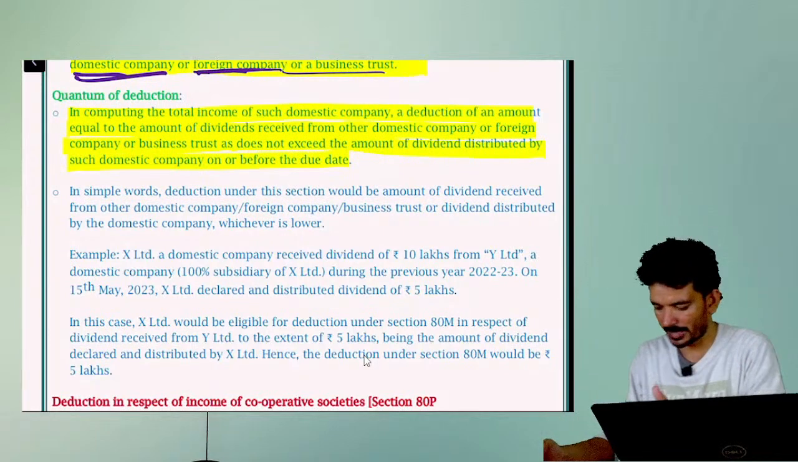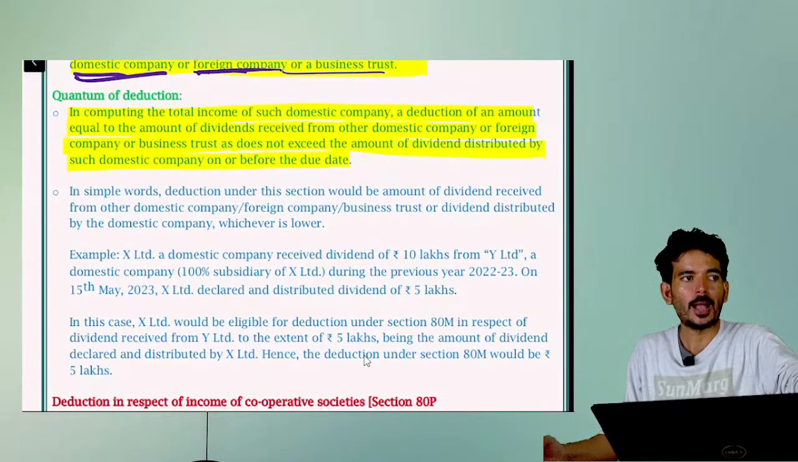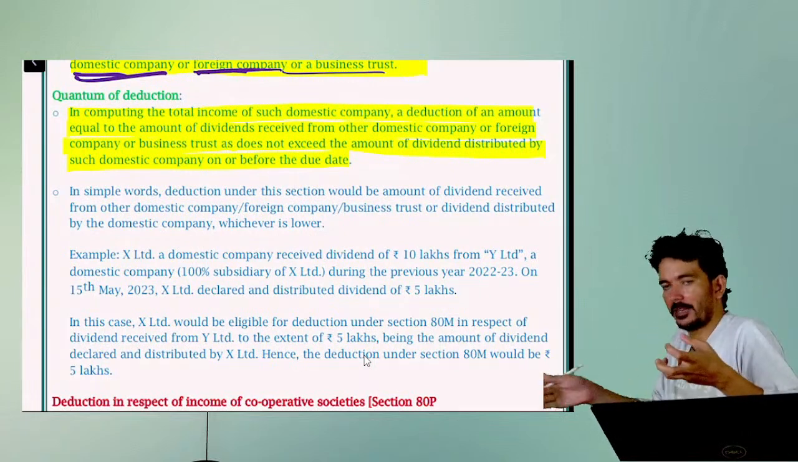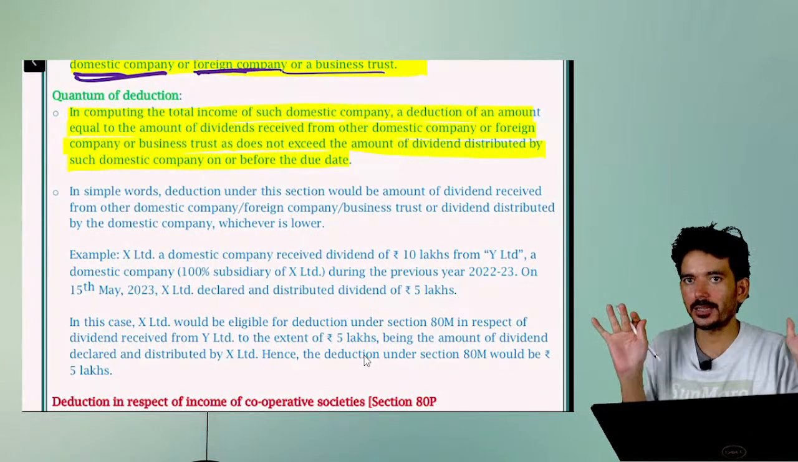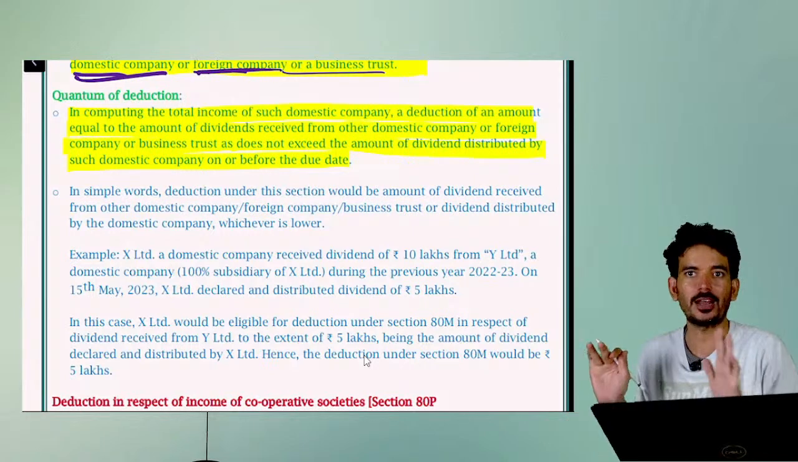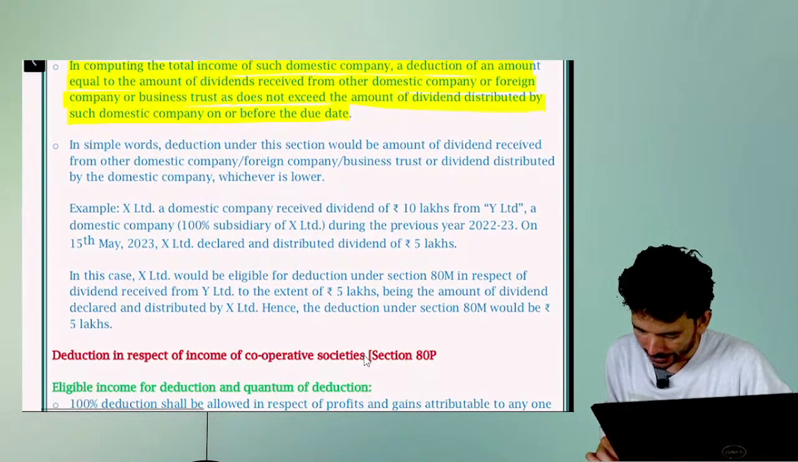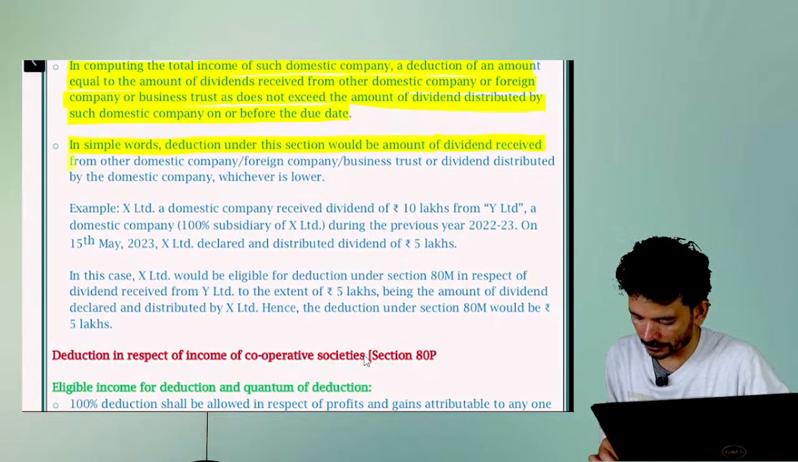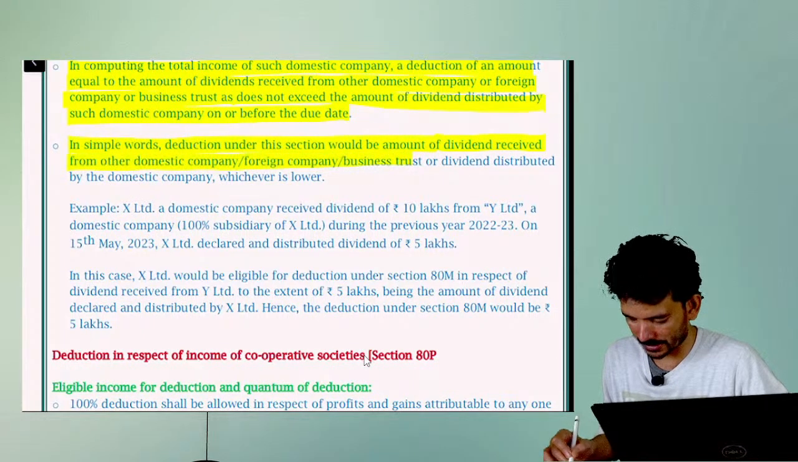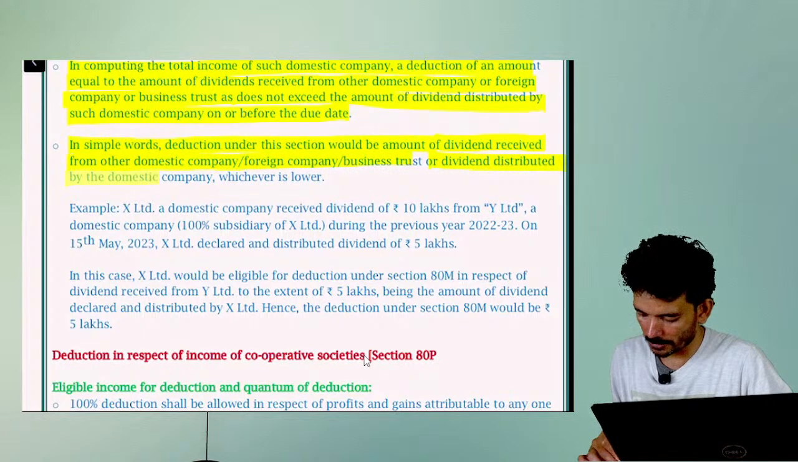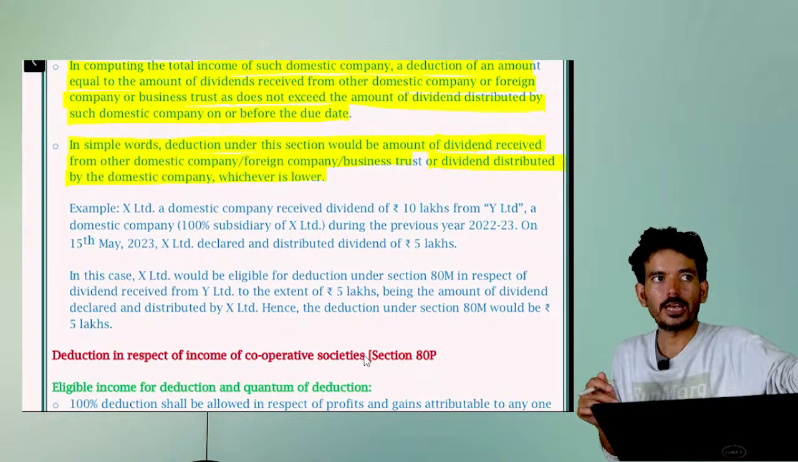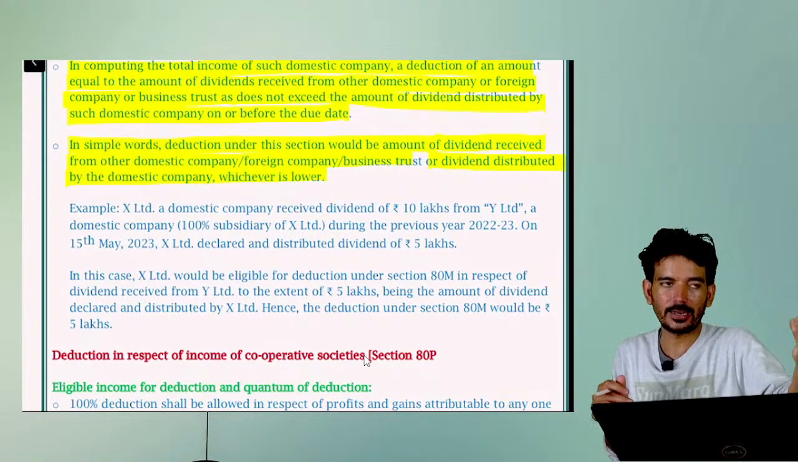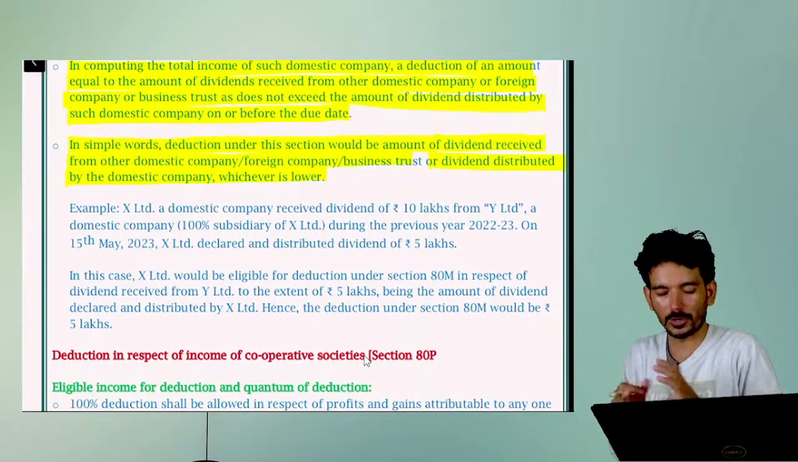I'll explain with the example. Anyway, they have given the example also. I'm receiving some amount, I'm declaring some dividend, right? Whichever is lower is the deduction under this section 80M. In simple words, the deduction under this section would be the amount of dividend received from another domestic company or a foreign company or a business trust, or the dividend distributed by the domestic company, whichever is lower. They are declaring some amount, I am declaring some amount, whichever is lower.